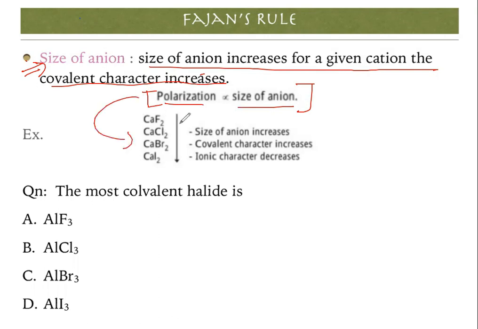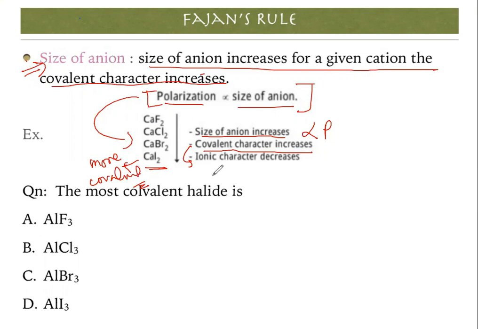Let us see the example: CaF2, CaCl2, CaBr2, and CaI2. Now tell me, the size of the anion increases down the group. So if the size of the anion increases, the polarization increases, right? If the polarization increases, covalent character increases. And covalent character and ionic character are inversely proportional to each other. So here, CaI2 is more covalent.